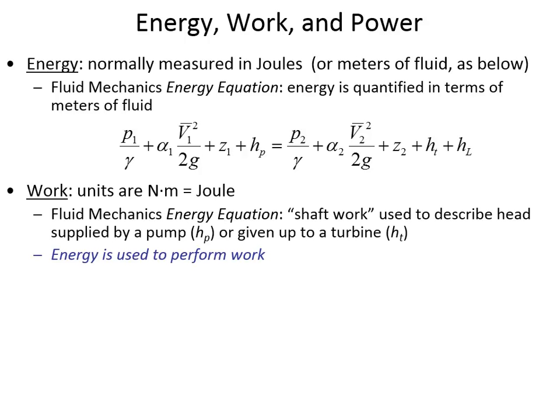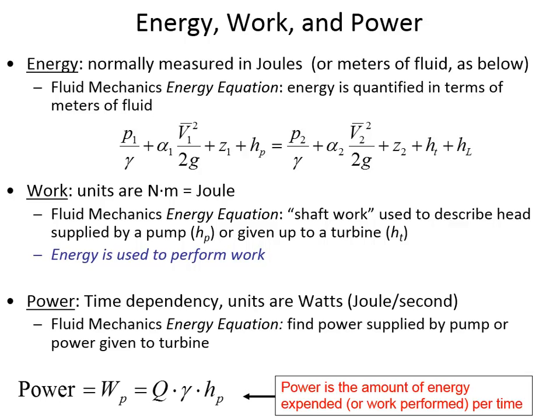That's different from work because energy is used to perform work, and the units of work are also units of joules, but we differentiate between energy and work in terms of the vocabulary. The way that they're used is that work is what gets done, and energy is what's consumed to do the work. And finally, power is when we add an element of time dependency into either of the two. When we're measuring how much work is being done per time, or how much energy is being expended per time, that's power.